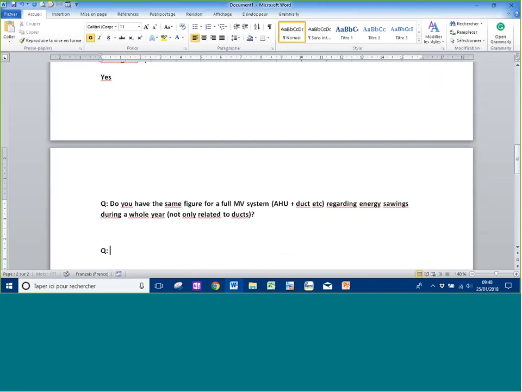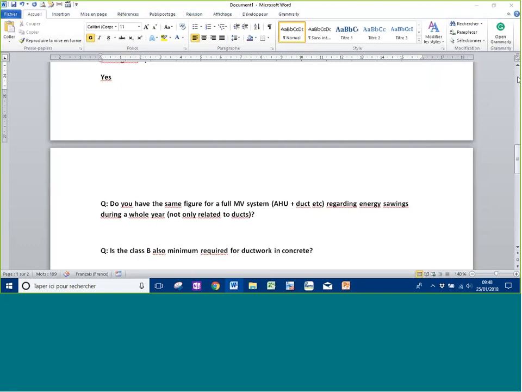Is the class B also minimum required for ductwork in concrete? Yes, in the in situ measurement EN 1259, they don't care about which type of duct it is. It is a full system of duct. So yes, it is. It will be tested the same way, even if it's in concrete, with the same requirement at the end.